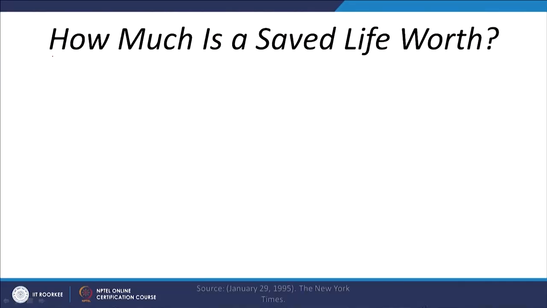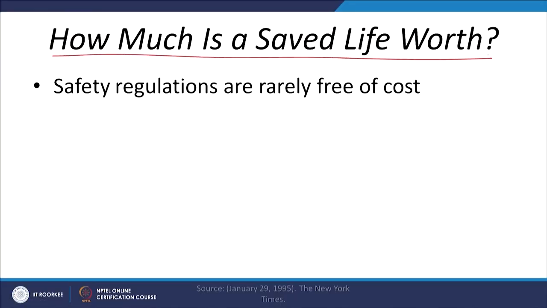In this context, we are going to look at a particular set of examples that would illustrate this aspect better. Why are we looking at that? Because later on, when we are trying to allocate resources, we are obviously going to look at which particular pathway to pay greater attention to. Coming back to our aspect, how much is a saved life worth? I have a few examples here.